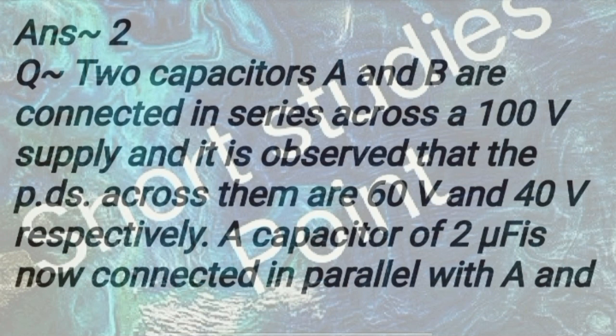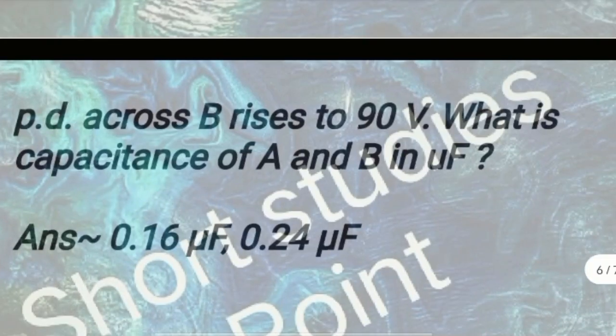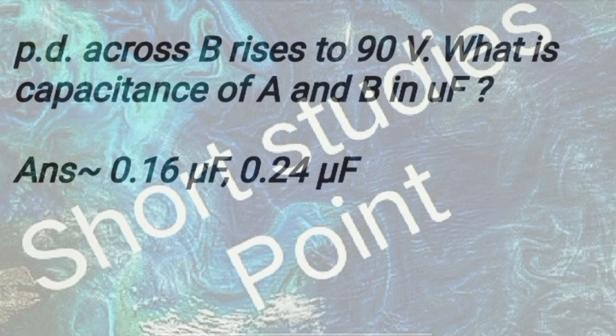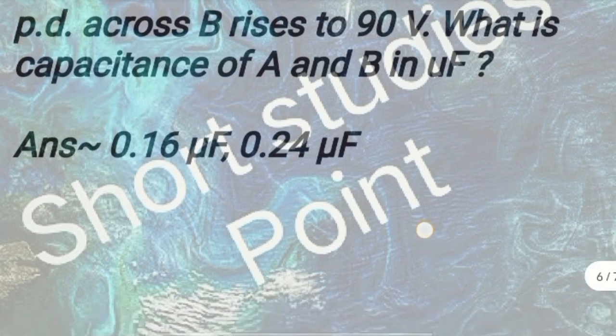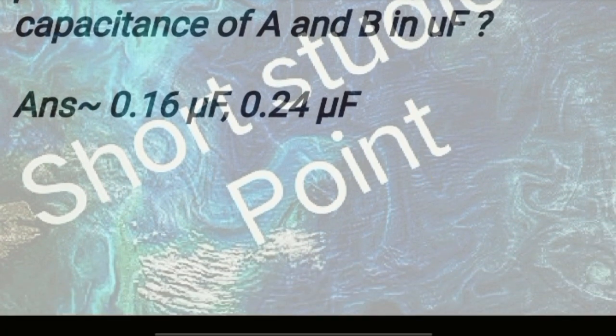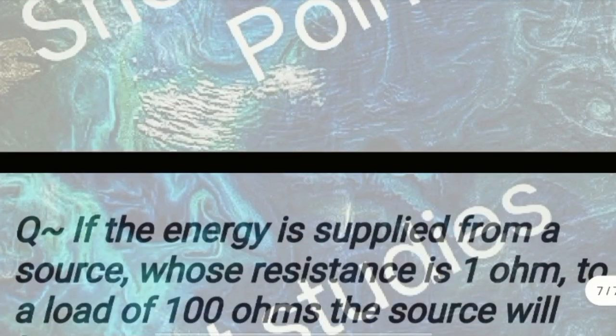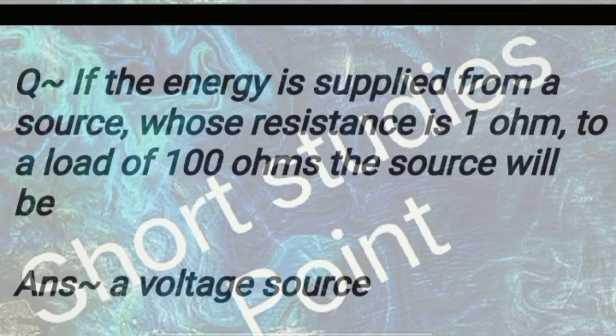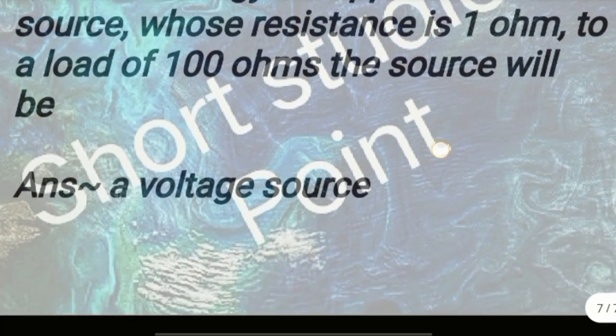and it is observed that the PDs across them are 60 volts and 40 volts respectively. A capacitor of 2 microfarad is now connected in parallel with A and the PD across B rises to 90 volts. What is the capacitance of A and B in microfarad? Answer: 0.16 microfarad and 0.24 microfarad. Next question: If energy is supplied from a source whose resistance is 1 ohm to a load of 100 ohms, the source will be? Answer: A voltage source.